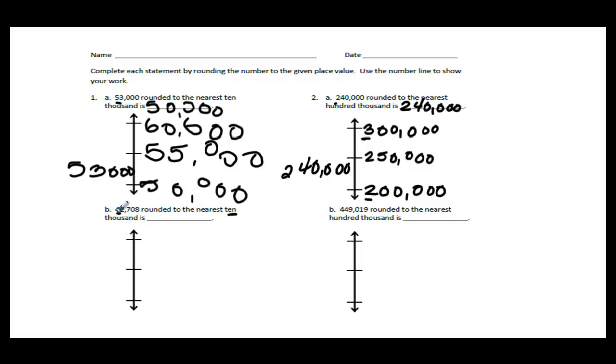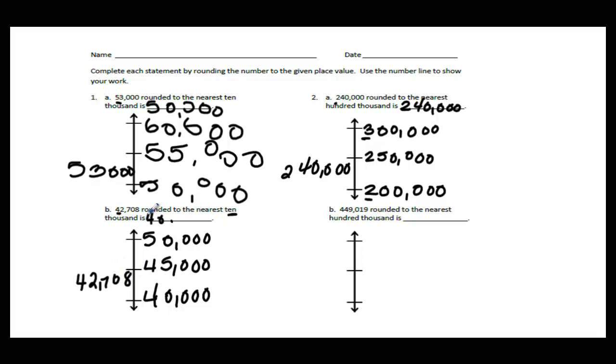So 42,708, there are 4 10,000s or 40,000s. One more 10,000 would be 5 10,000s or 50,000. Midway point is 45,000. So on the number line, 42,708 is less than 45,000. So 42,708 rounded to the nearest 10,000 would be 40,000, because it's nearer to 40,000 than it is 50,000.